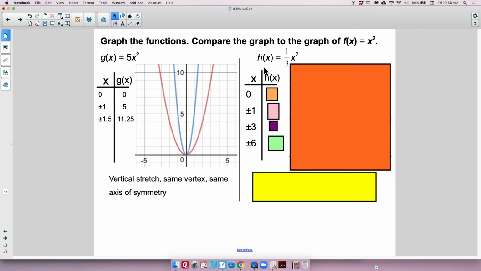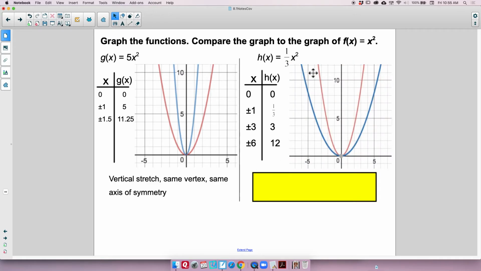Okay, take a look at h of x equals 1/3 x squared. What do you think it's going to look like? Okay, go ahead and try it. Okay, so 0, 1/3, 3, and 12.